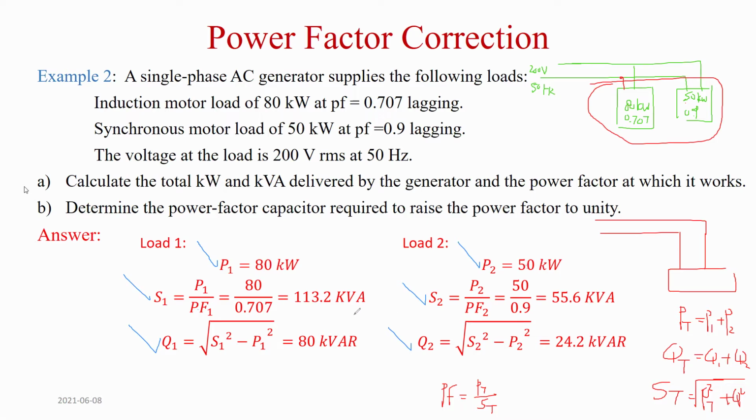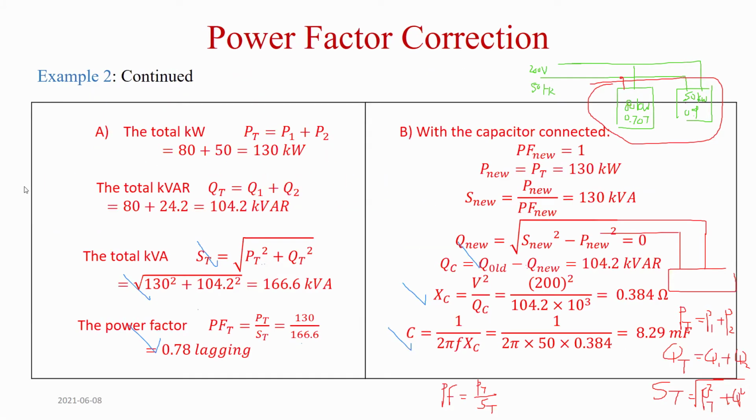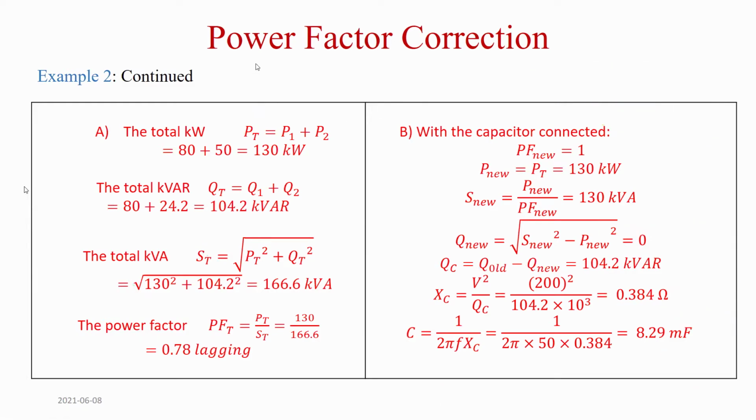How do you combine them? For each load, you're gonna find P, Q. You add all P's together and all Q's together. Then you find S and the power factor. This is what we have here. We added P. We added the Q. We found the total S. We found the power factor.